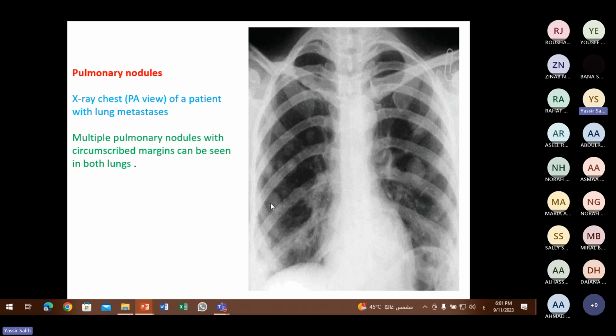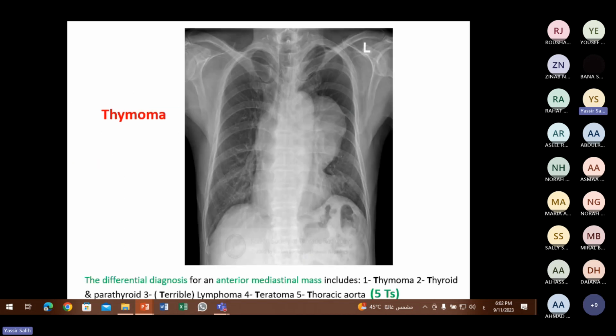Nodules. Yes, there are multiple nodules on both sides, multiple opacities, multiple pulmonary nodules. Also, they are well defined in both lungs, of different sizes. So most likely these are secondaries. Whenever we find multiple nodules, you have to put malignancy or secondaries at the top. And of course, with the history you will have a clinical diagnosis.